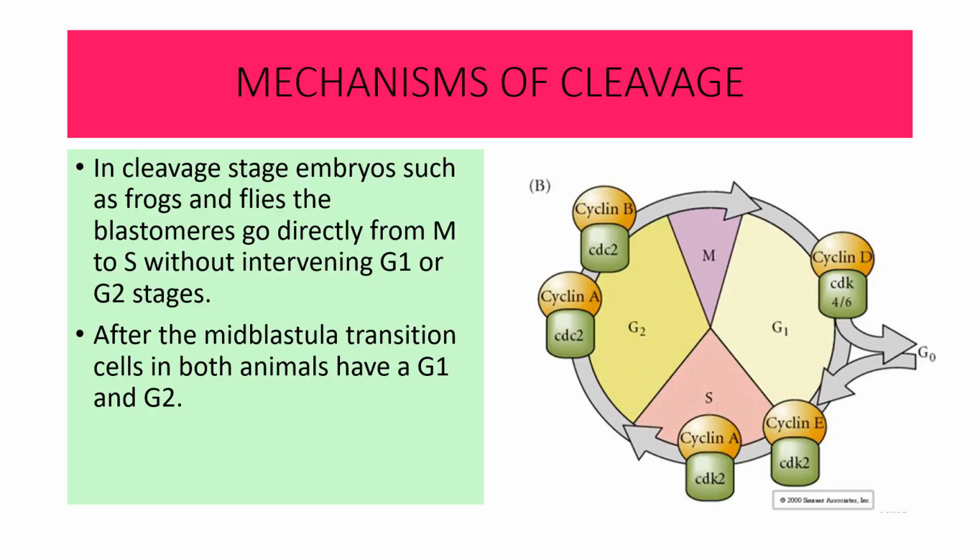But during cleavage, the G1 and G2 stages are absent. The M stage directly follows the S stage and the S stage directly follows the M stage, as a result of which there is no growth phase. The size of the cell becomes smaller and smaller after every cleavage until the nucleocytoplasmic ratio is maintained. This is the mechanism. Thank you.